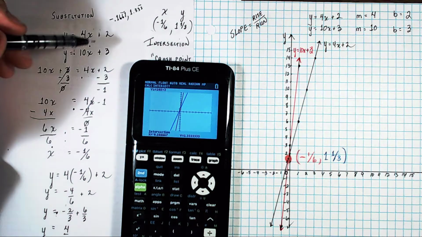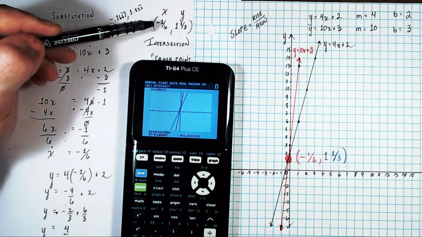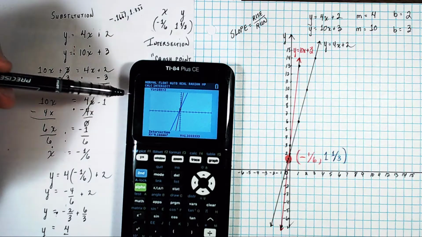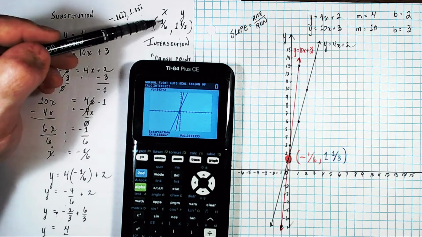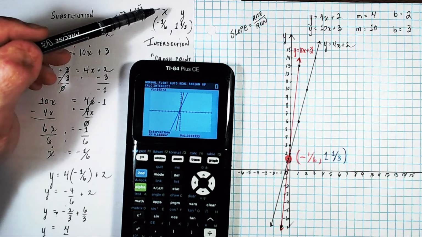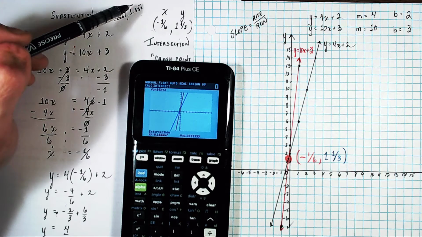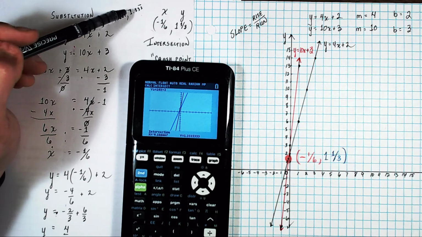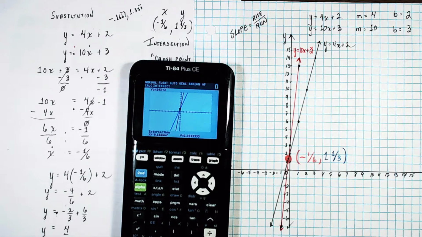Well, do our fractions here actually compute to those numbers? Yes, they do. If you divide these out, if you take negative 1 divided by 6, you'll get minus 1.66666 forever. And if you divide 4/3 out, you'll get 1.333 forever. So that is a great confirmation of what we did here on paper.